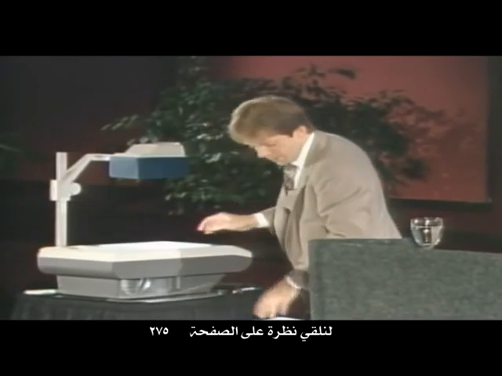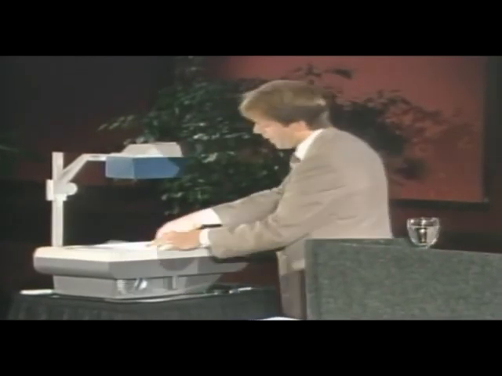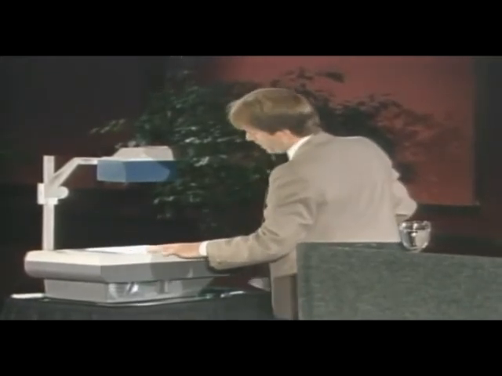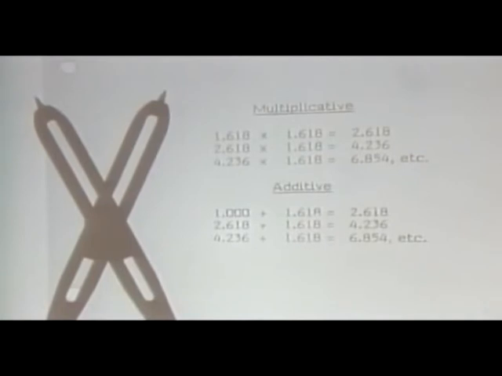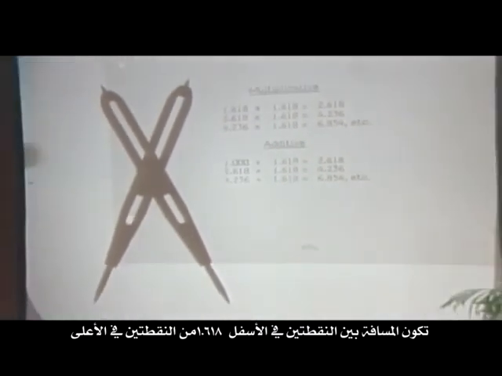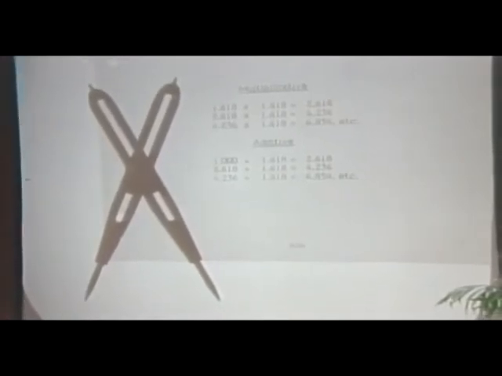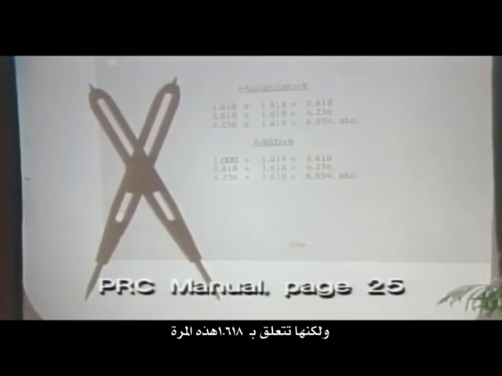Let's take a look at page 275. First, let's go back and take a look at 273A. At the bottom of the page, remember, with the compass set at GS, the distance between the 2 points at the bottom is 1.618 times the distance between the 2 points at the top. These relationships that are shown on page 273A apply as far as 1.618 is concerned.